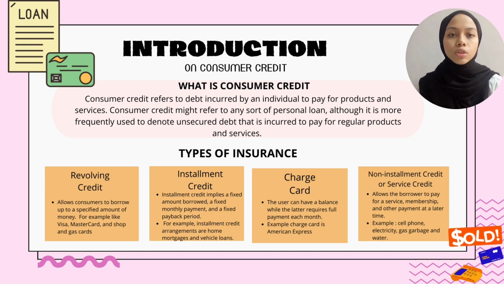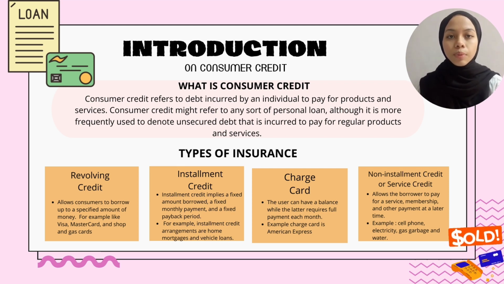If the borrower fails to make payments, the home and or car will be repossessed. Third is charge card. With a charge card, the user can have a balance, while the latter requires full payment each month. Penalty fees will be imposed if the amount is not paid in whole and on time. An illustration of a well-known charge card is American Express. This type of financing protects people from running up credit card debt.